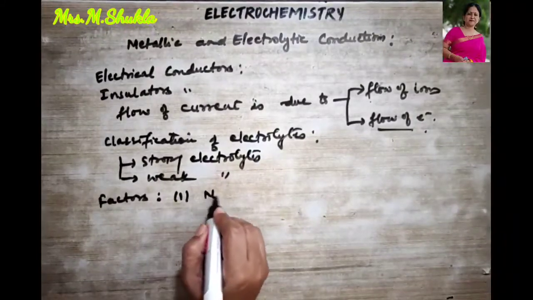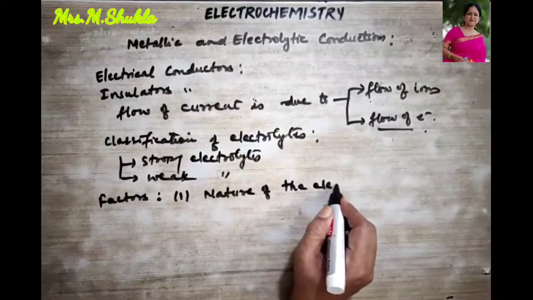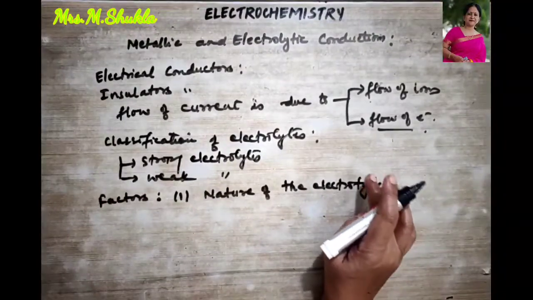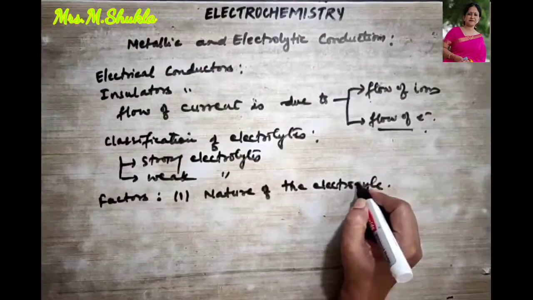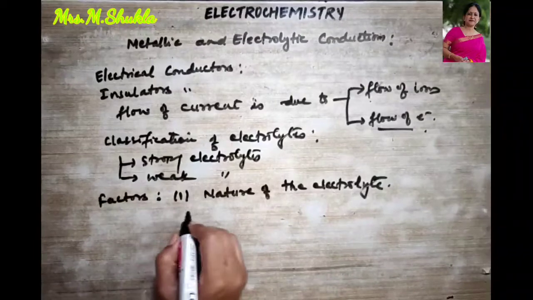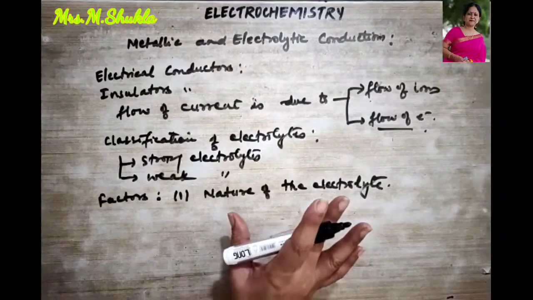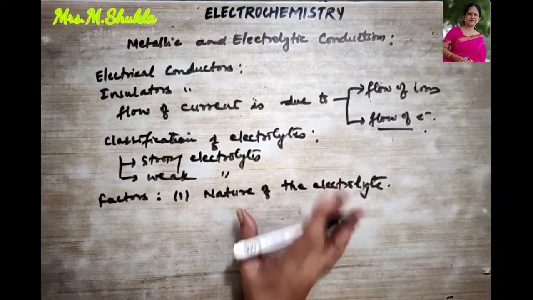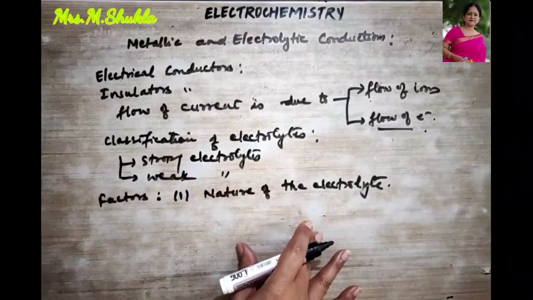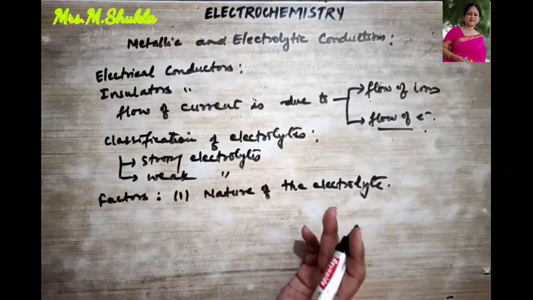So the first factor is the nature of the electrolyte. Remember over here the solute-solute interaction is very high. Less dissociation of the electrolyte happens in the weak electrolytes. Then when solute-solute interaction is less, there is more dissociation, and then it is said to be a strong electrolyte.